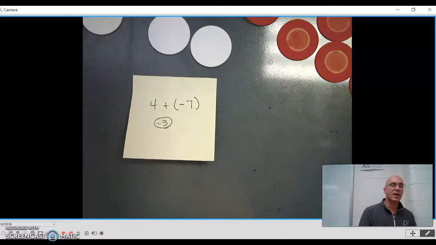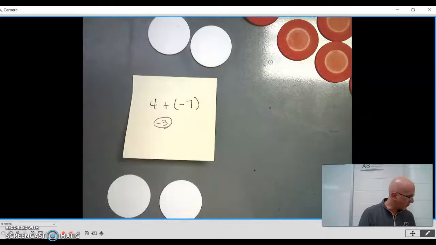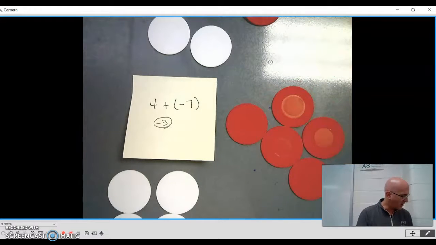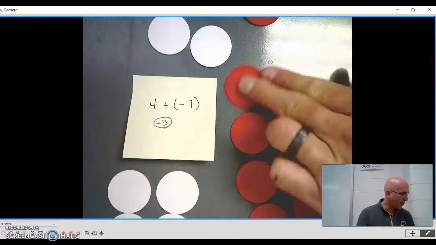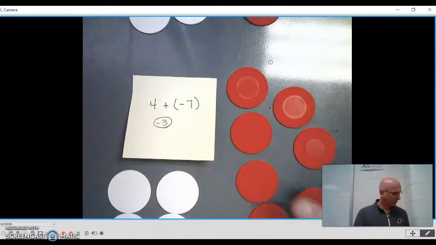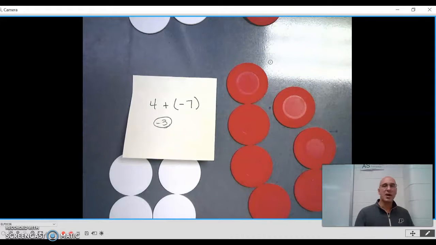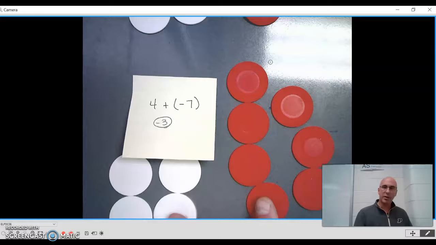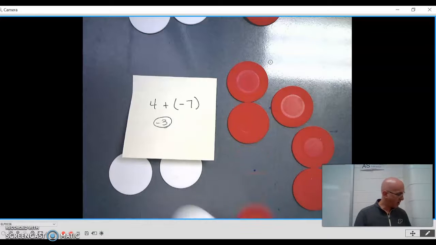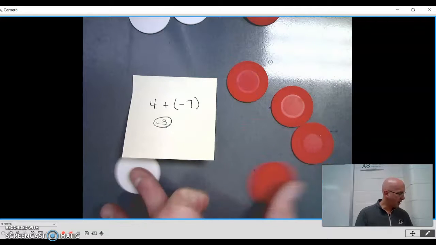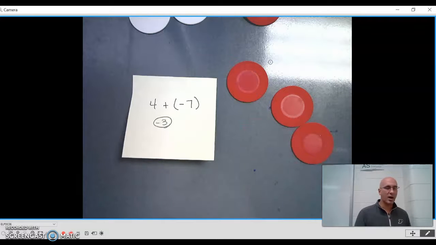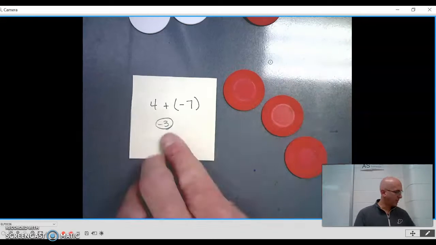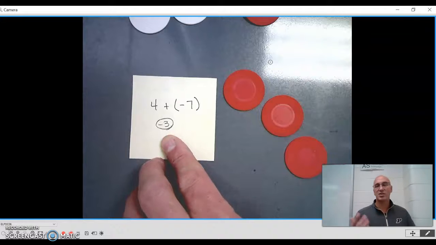And then, let's do this one. 4 plus a -7. I'm going to take 4 white chips and 7 red chips. So now I am going to start pulling off pairs of chips. I have 4 white, 4 positives, and 7 red, which is 7 negatives. So I'll start pulling off pairs. There's a pair, there's a pair, there's a pair, and there's a pair. Those are gone. What am I left with? 3 red chips equals -3. That's just another way to look at it.